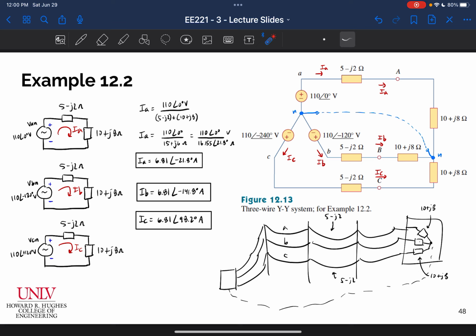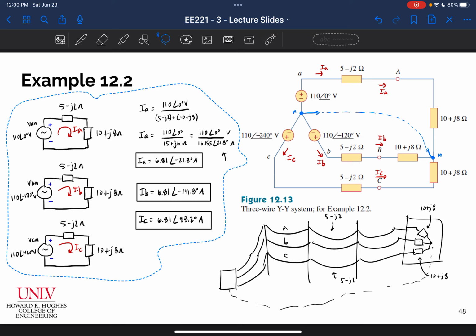But for phase A, the 5 minus J2 is in series with the 10 plus J8, so we can just add them up and get 15 plus J6. That's the same for phase B, and the same for phase C. So for all three phases, we have the same equivalent impedance, which we found to be 16.155 angle 21.8. I'm going to go to the next slide now with some of this work that we did.